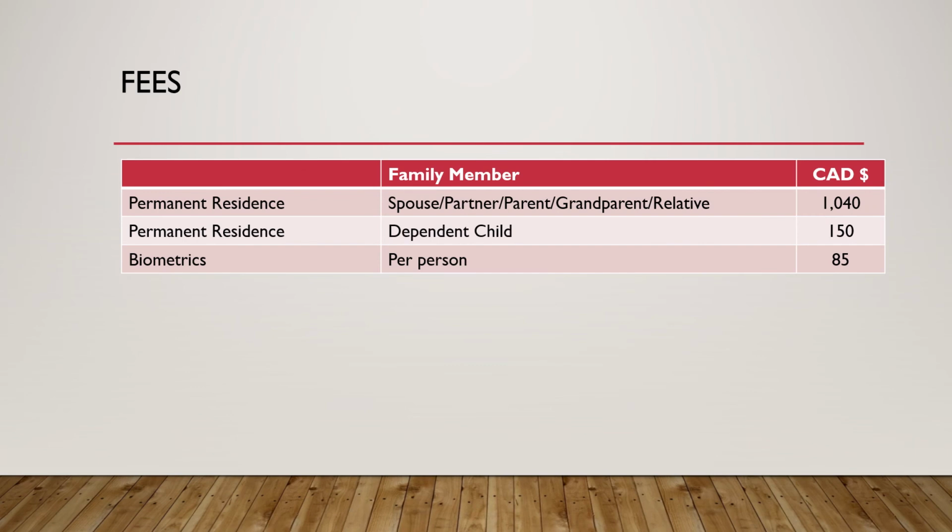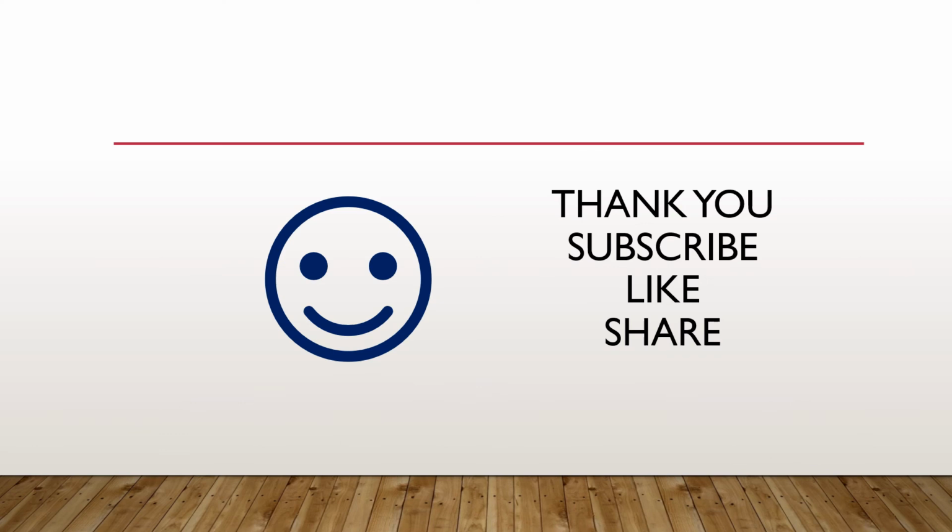Next, I'm talking about fees. For permanent residency, it's the same for everybody who is an adult: spouse, partner, or parent, grandparent, relative. For everybody, it's $1,040 CAD. And for a dependent child, it's just $150. And biometrics per person is always $85 CAD.